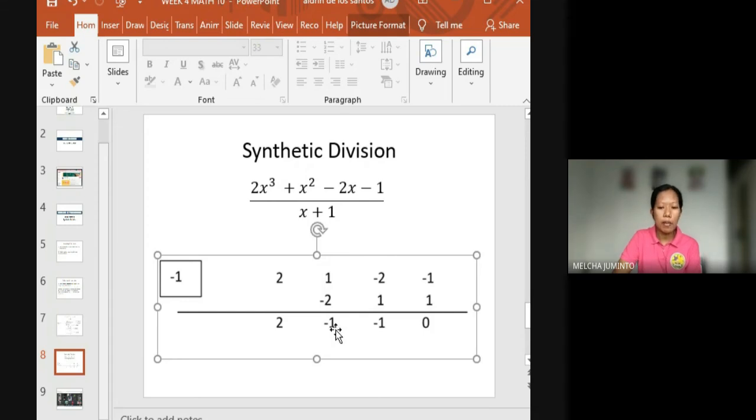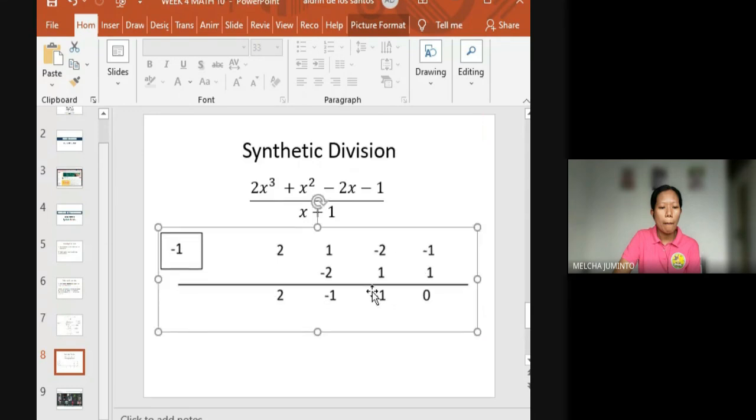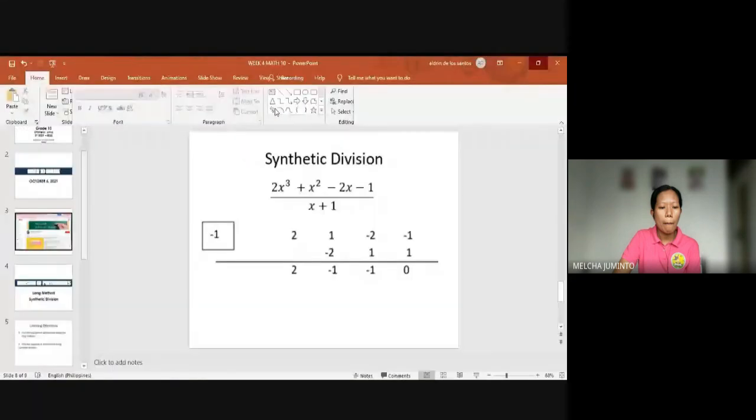Negative 1, repeat the procedure. Negative 1 times negative 1 is positive 1. And then add again. Negative 2 plus 1 is negative 1. Negative 1 times negative 1 is positive 1. Add again. Negative 1 plus 1, 0. No remainder. So, now we are ready to write the answer, the quotient.